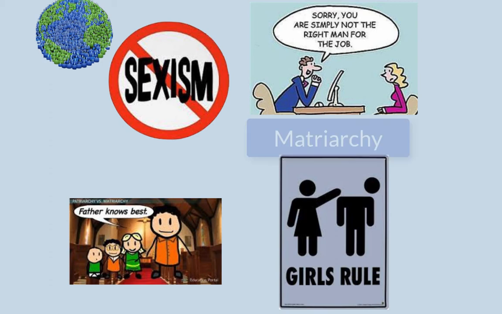Now, matriarchy, girls rule is the signature there. This is where the hierarchical system of social organization, culturally, politically, and economic structures, are controlled by women. Now, that doesn't happen in very many cultures in the world. But it has existed, and it still does exist to a much smaller degree than patriarchy.